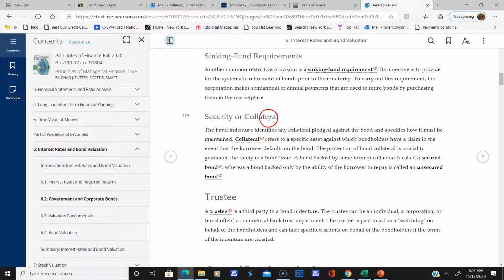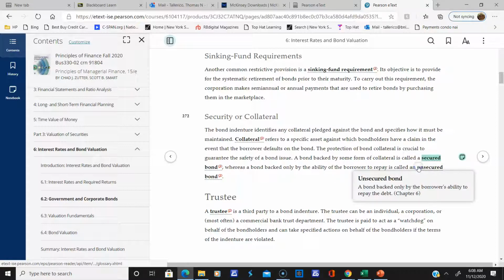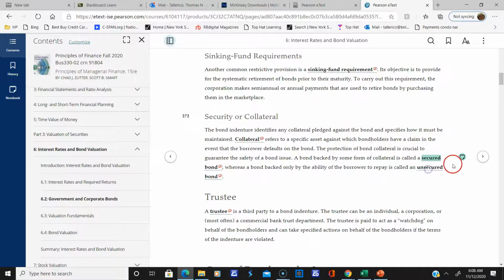The bond, now as far as collateral goes, the bond indenture identifies any collateral pledged against the bond and specifies how it must be maintained. Collateral refers to a specific asset against which bondholders have a claim, such as assets in the company, kind of like Enron did, right? A bond backed by some form of collateral is secured. A bond that is not backed by any asset is unsecured. All right, so these are important words here. Secured and unsecured. All right.